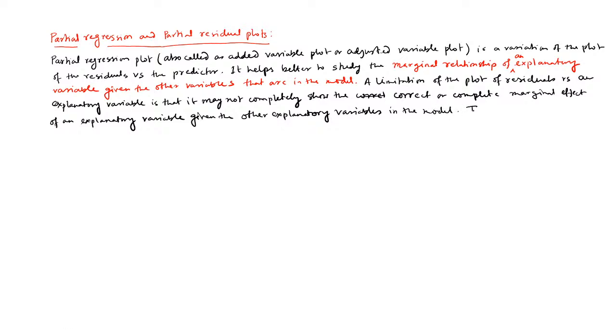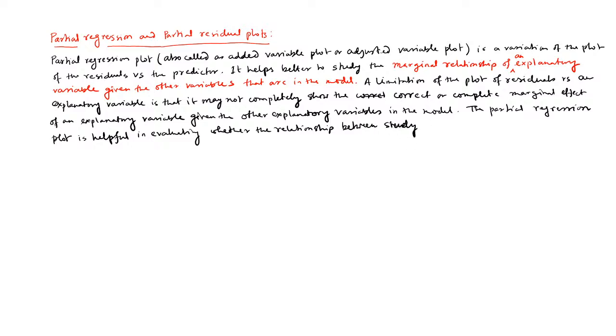The partial regression plot is helpful in evaluating whether the relationship between the study and explanatory variables is correctly specified.